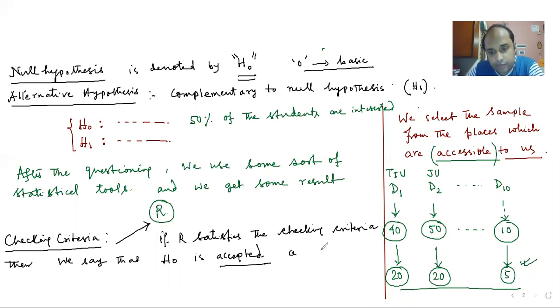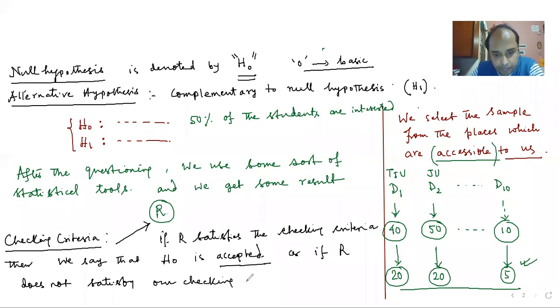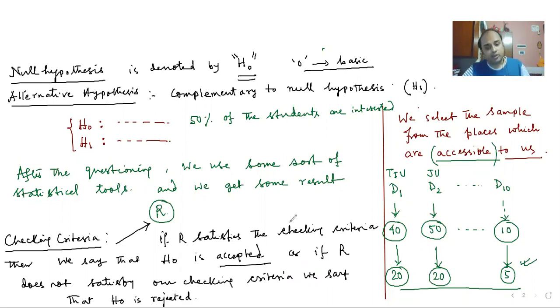Or if R does not satisfy our checking criteria, we say that R is rejected. Sorry, H0 is rejected. Null hypothesis is rejected. H0 is rejected. Okay, so in this manner, in this way, we do the hypothesis testing.